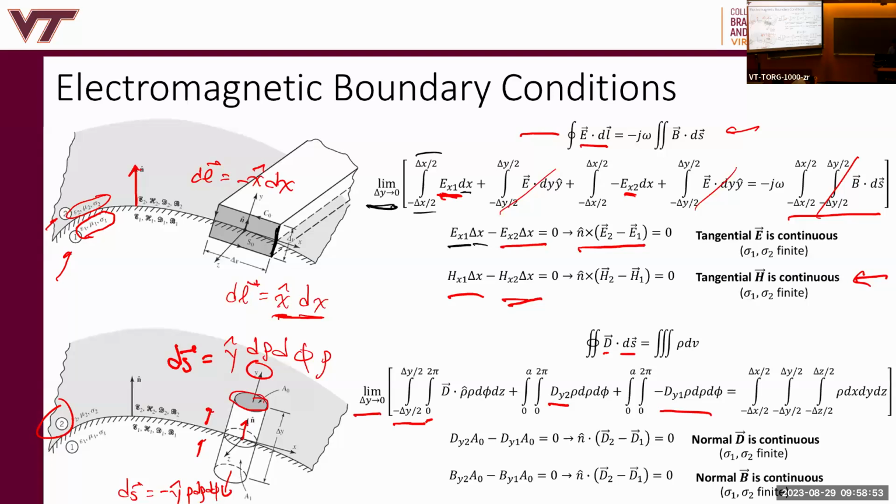When we take the limit as delta y goes to 0, this term goes to 0. And this term also goes to 0 because we have finite conductivity. The volume here is tending to 0. This is a volume integral over dv, but if I take the limit as delta y goes to 0, I collapse that cube into 0 volume. So that integral goes to 0. So then we just have Dy2 a naught, where a naught is the area of this cap, minus Dy1 a naught. The a naughts cancel, and you end up with this form of the boundary condition.